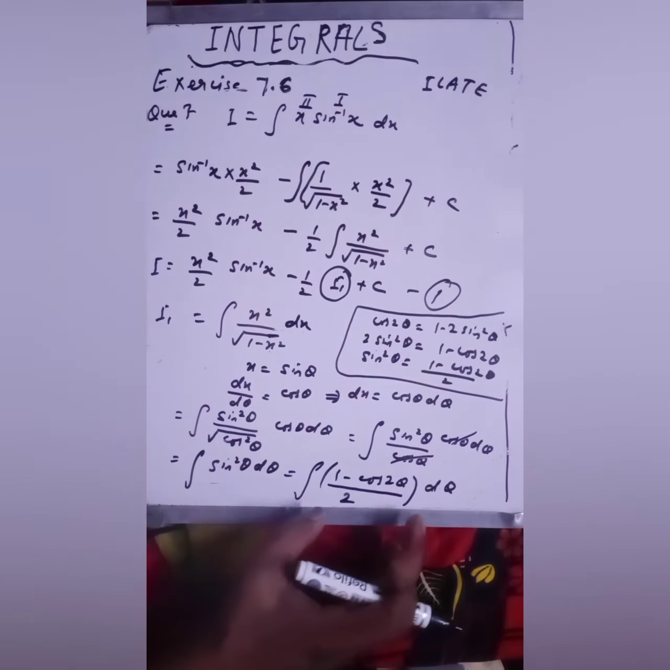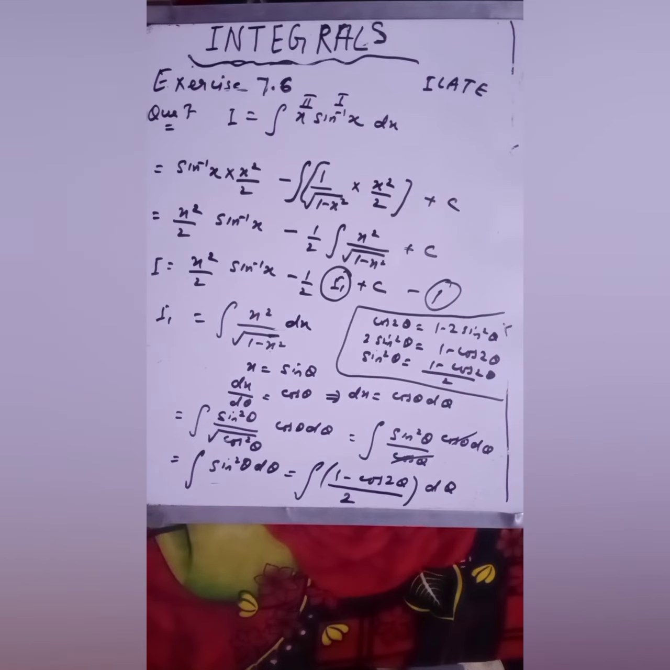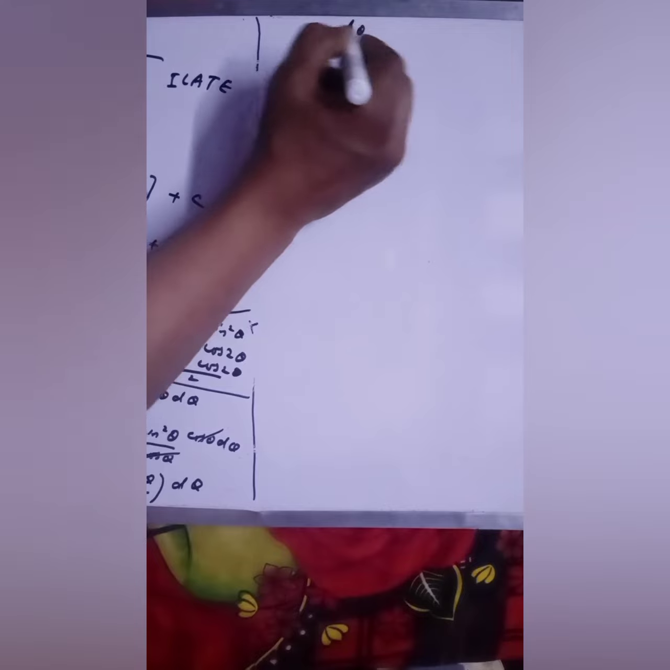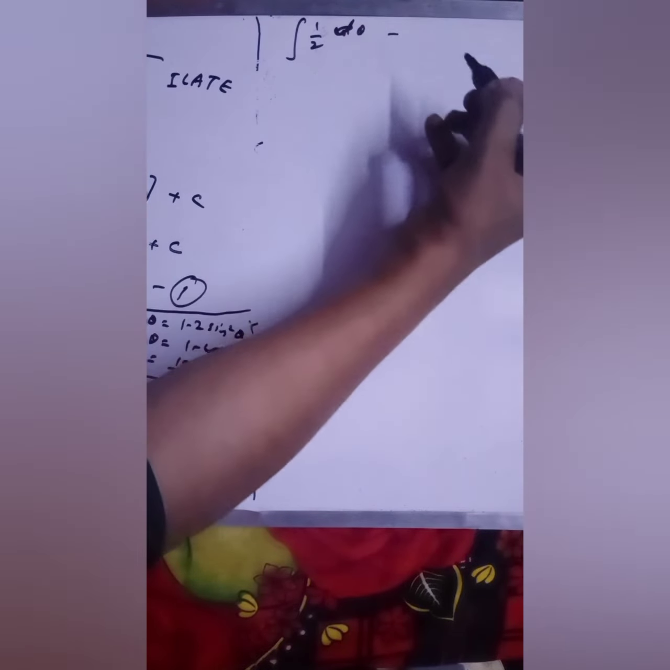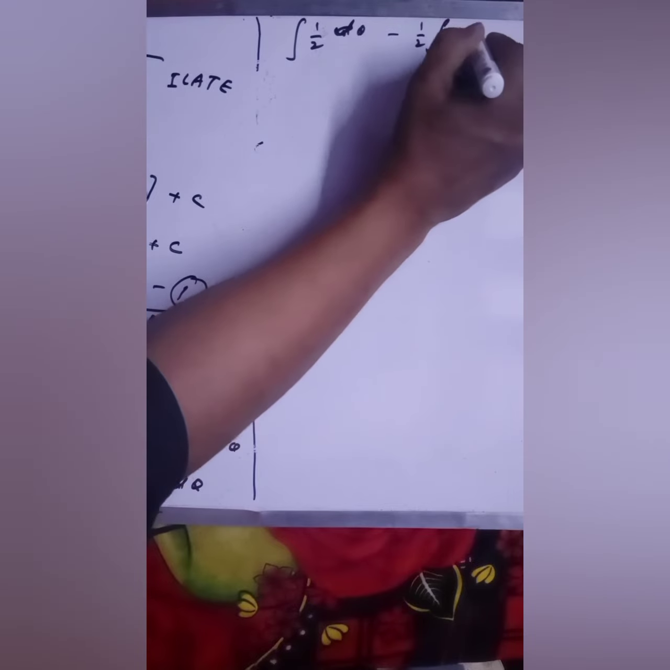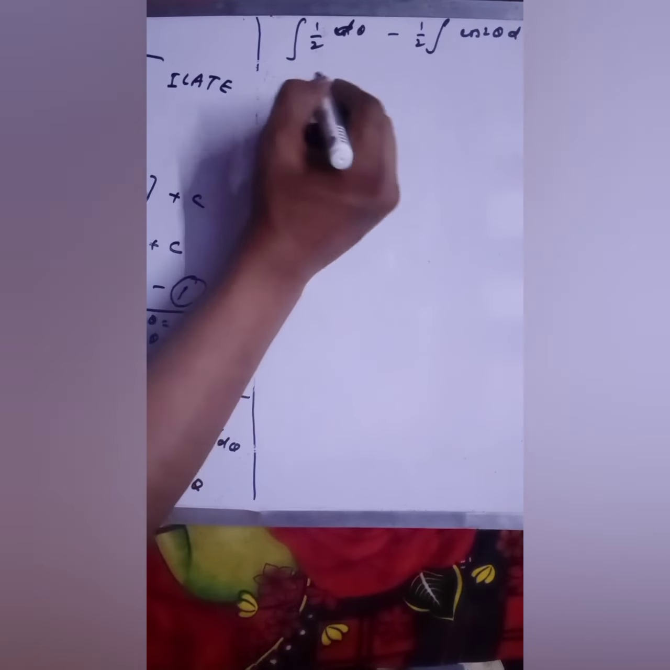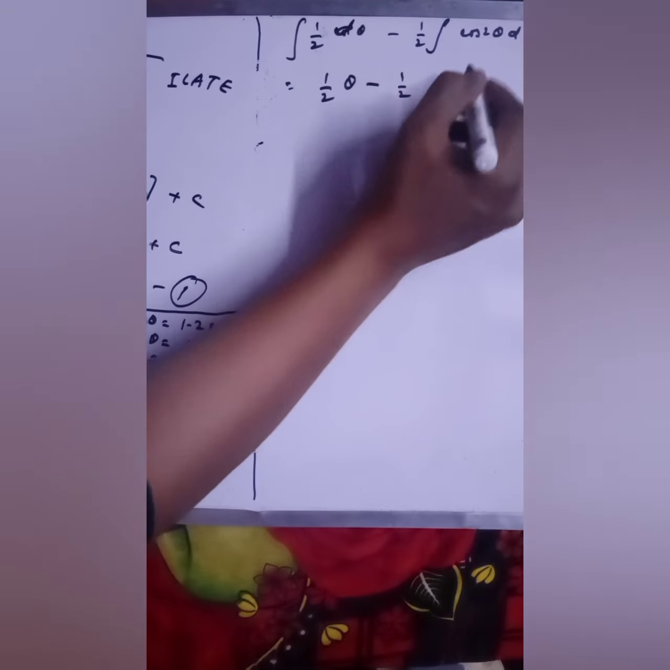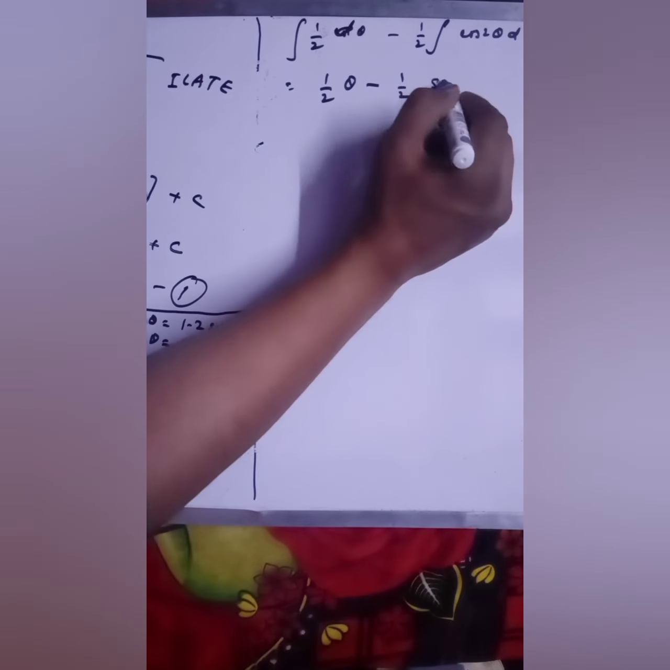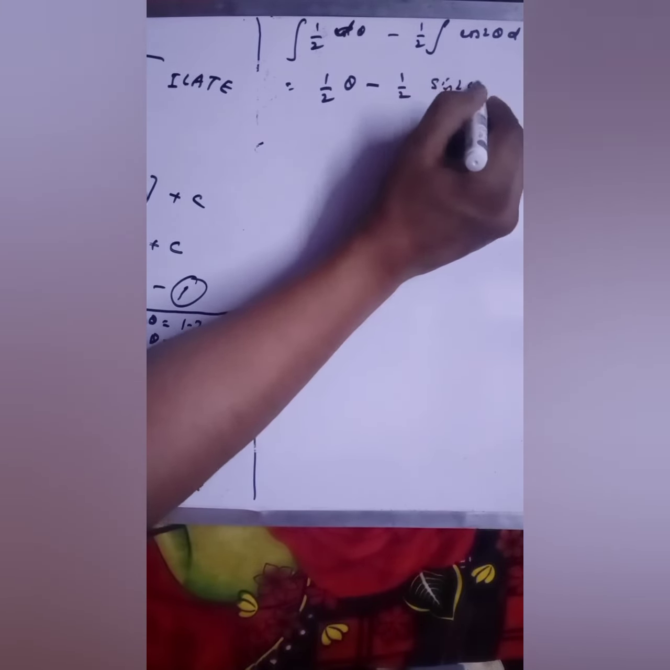Got it, children? So you can find the integration of this. So 1 by 2 you have to separate. I'm solving it on the next page. Just wait. 1 by 2 d theta, this is your first part, minus 1 by 2 integration of cos 2 theta d theta. So this will be 1 by 2 theta minus 1 by 2 cos 2 theta, and the integration of cos 2 theta is sine 2 theta over 2 plus c.